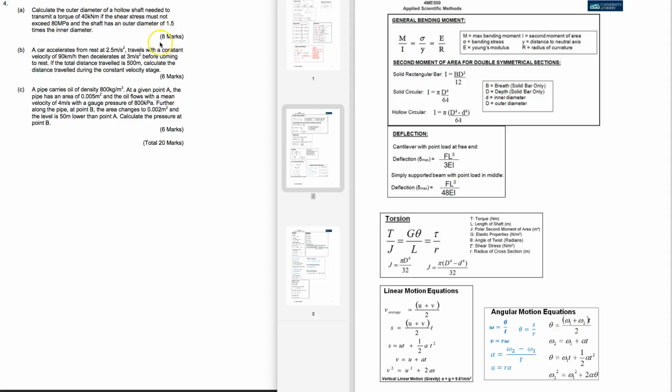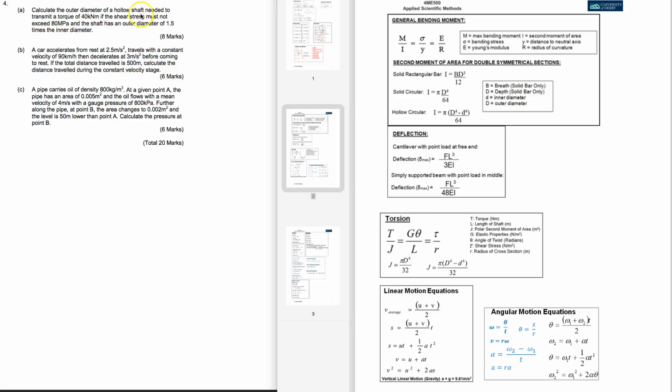Okay, question 4. This is a good one, isn't it? There's 3 separate parts, 3 entirely different topics, and they're all pretty big ones, actually. This is a tough question. So let's look at 4a first.